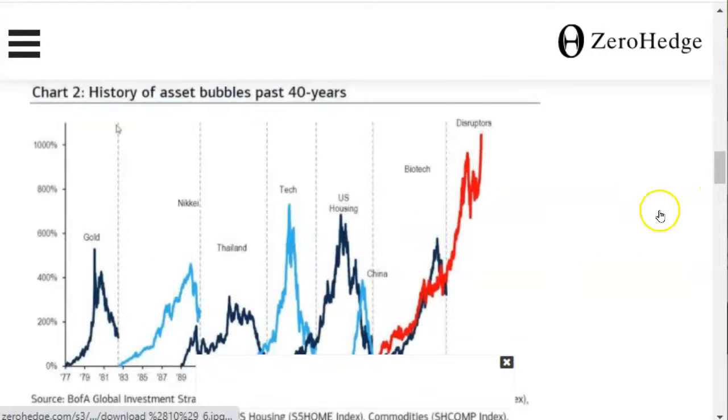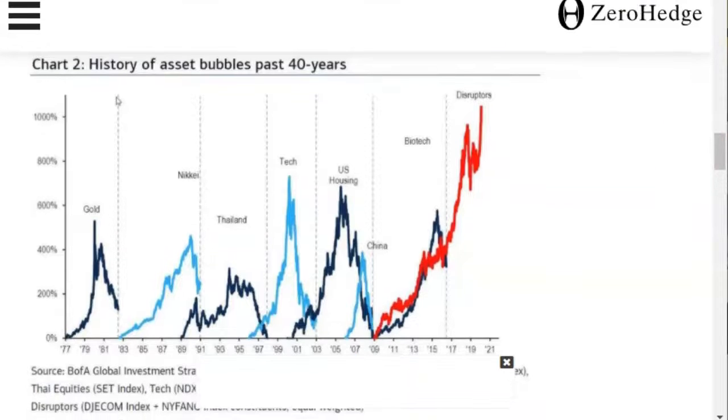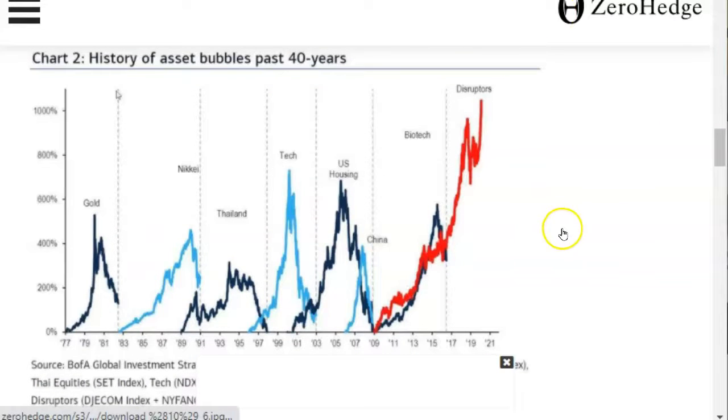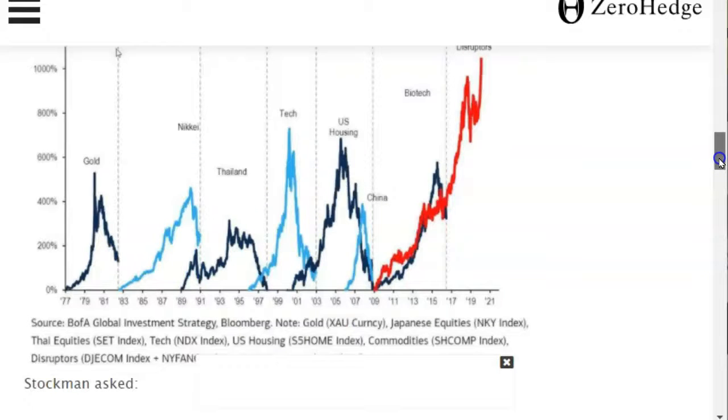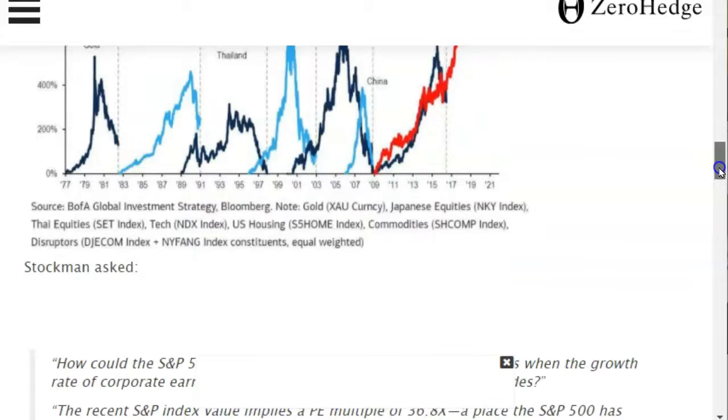The other interesting chart is this one of the past bubbles. And can you believe how bubbly we are right now? These disruptors have to be tech stocks, I would imagine. Yeah, the FANG stocks.